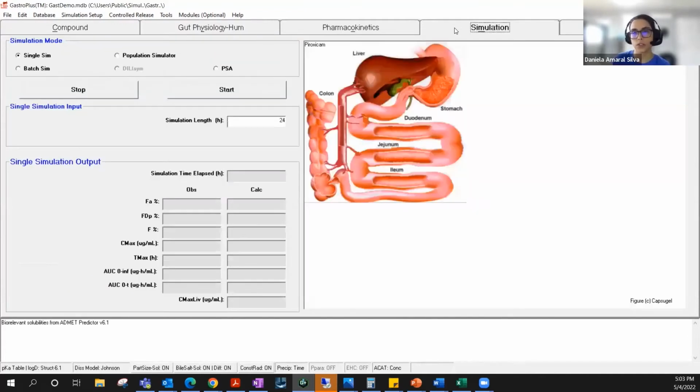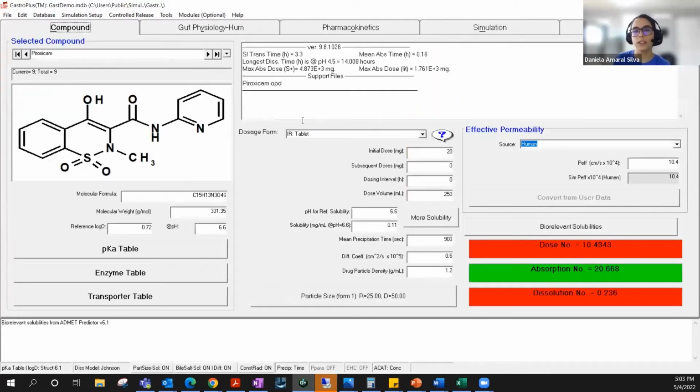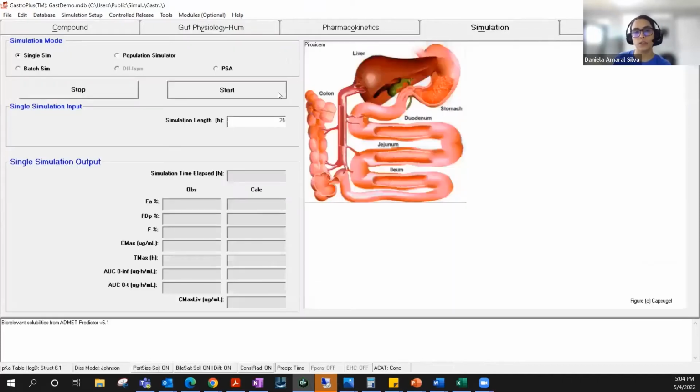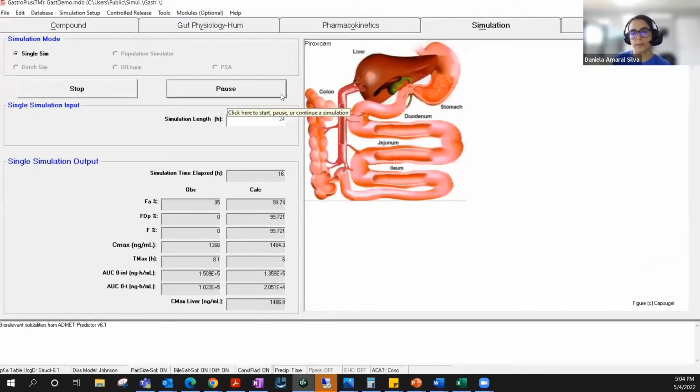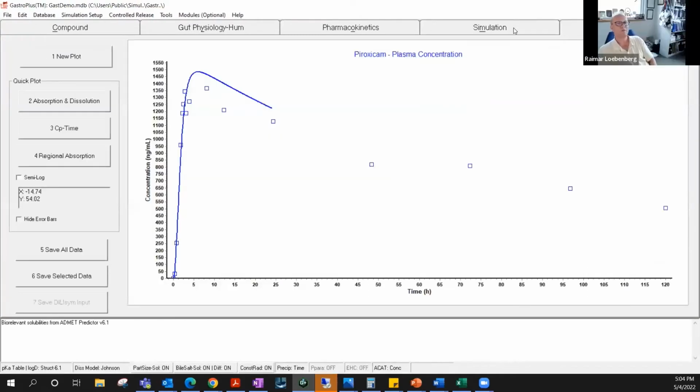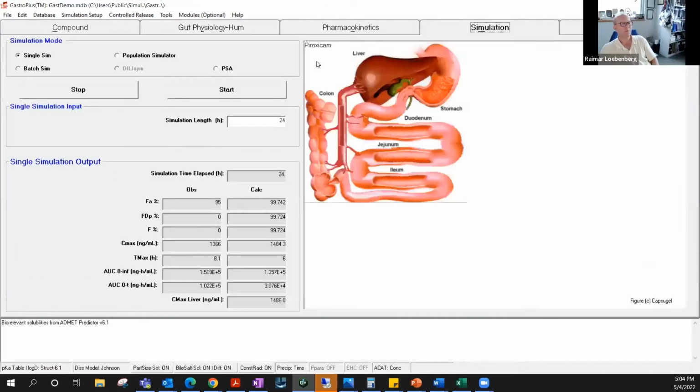So here we're just going to show, for example, with everything as a default, so an immediate release tablet with fasted state, and we would just run the simulation. Then you have to go to the graph tab. So the simulation tab only fills in this table you see, but when you want to see the pharmacokinetics and analyze what happened, you have to go to the graph tab.